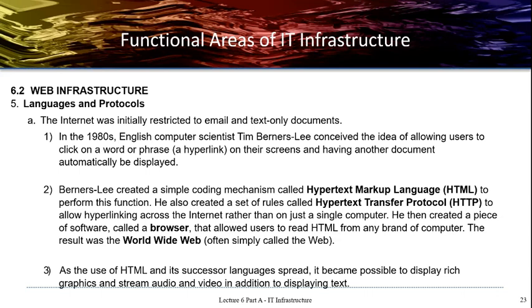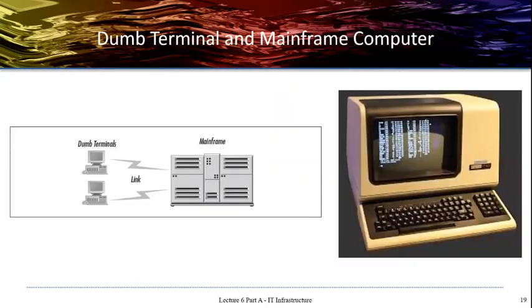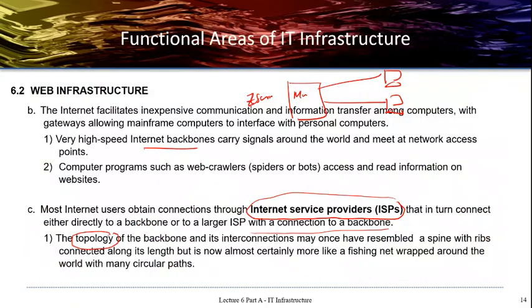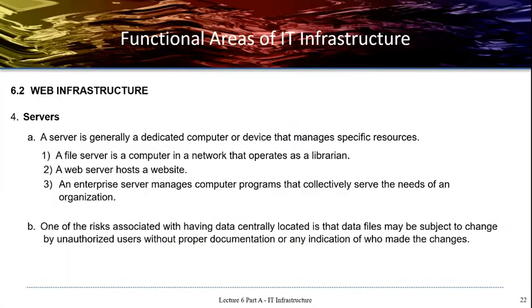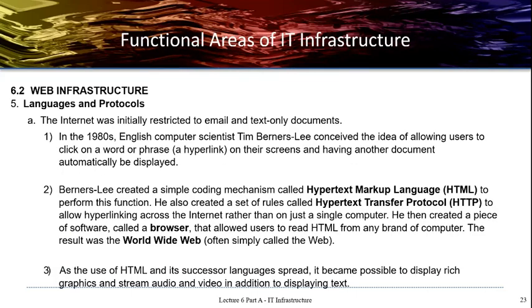Then we have different languages and protocols under the web. So we are talking about web infrastructure. Web infrastructure has many things: the internet, the mainframe, servers, then the language. The internet was initially restricted to email and text-only documents. In the 1980s, English computer scientist Tim Berners-Lee conceived the idea of allowing users to click on a word or phrase, that's a hyperlink, on their screen and having another document automatically be displayed. So he is the one who introduced this hyperlink concept.